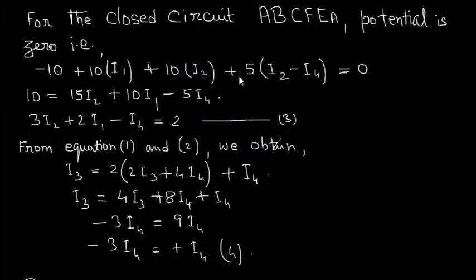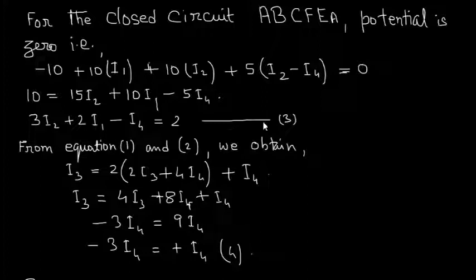Similarly, for the circuit ABCFEA, potential is 0, that is minus 10 plus 10I1 plus 10I2 plus 5(I2 minus I4) is equal to 0. Therefore, on solving, we get 10 is equal to 15I2 plus 10I1 minus 5I4. On solving, we get 10I2 plus 2I1 minus I4 is equal to 2.